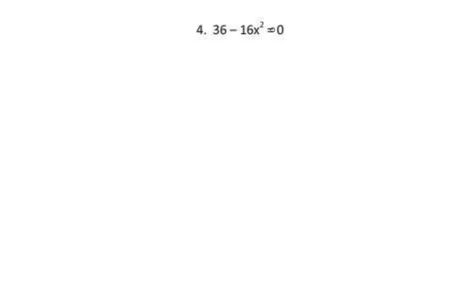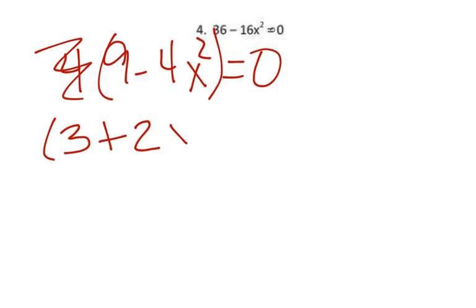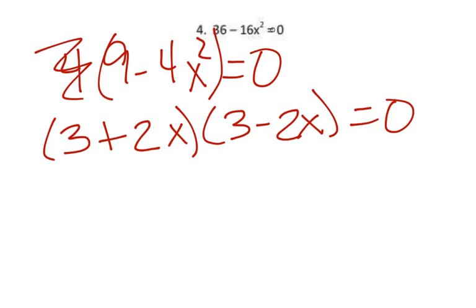Look to see if they divide by anything, and they will both divide by a 4. So when I pull a 4 out, I'm left with 9 minus 4x squared equals 0. The 4 can go away. Look and see if they have anything else in common. They don't. Look for perfect squares. They are. So the square root of 9 is 3, plus the square root of 4 is 2, and the square root of x squared is x. And then write it again with a minus, 3 minus 2x. So make your two equations.